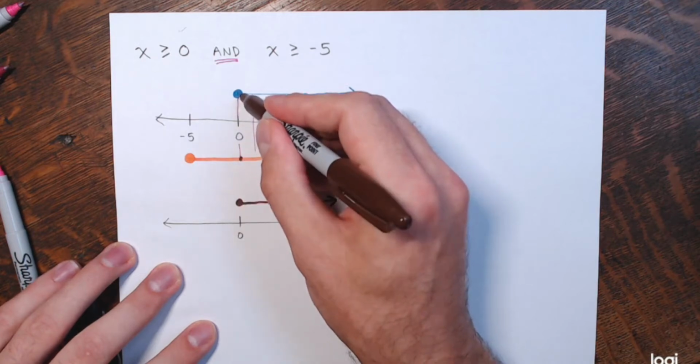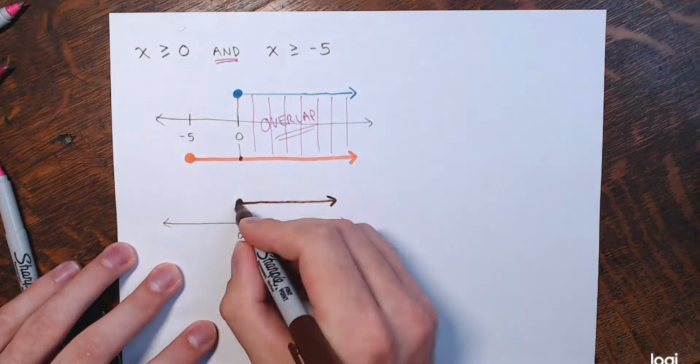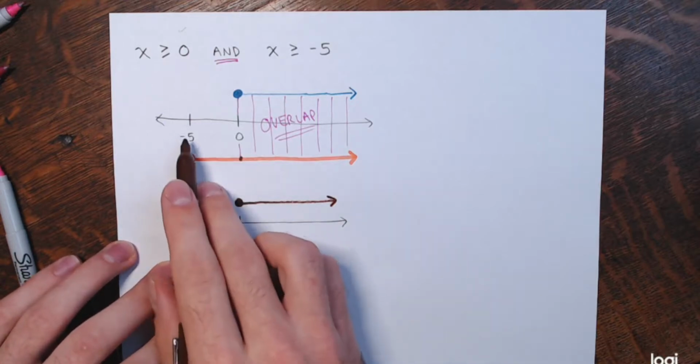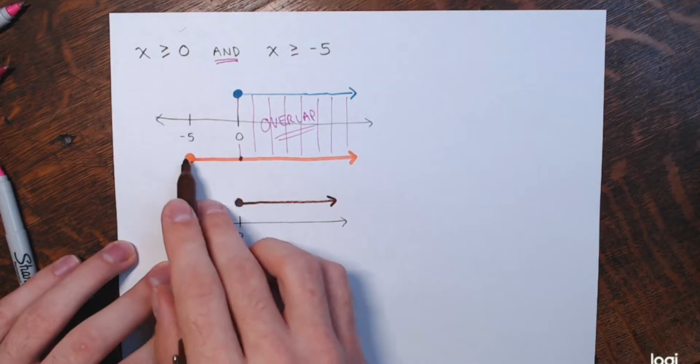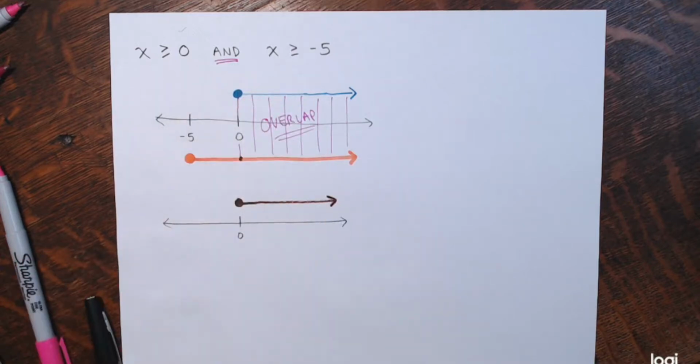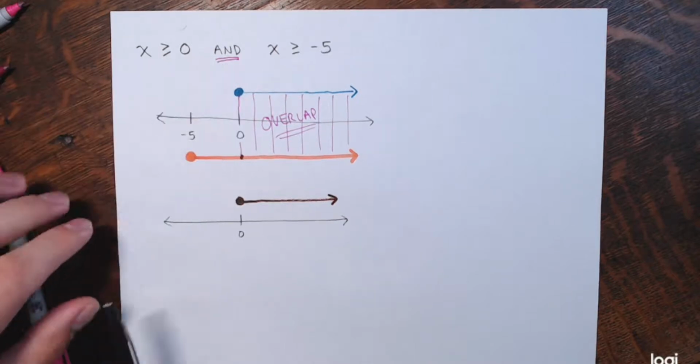It's a closed point up here, so that's why I put a closed point above 0 down here. And that's it. I don't need to mention -5 because these numbers to the left of 0 don't satisfy both. I'm only pointing out the overlap, the intersection, when the word "and" is involved.